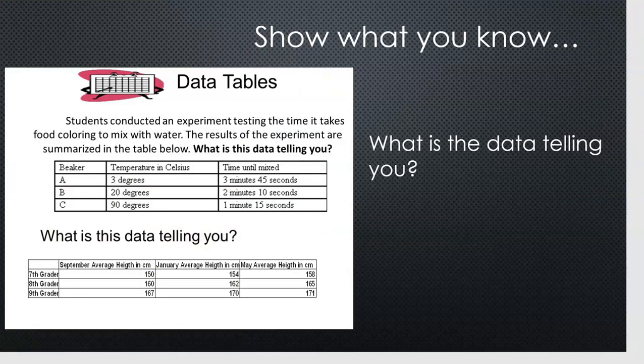So going from there, let's take a look at the data table we have here. Obviously, we have students conducting an experiment. They're testing the time it takes food coloring to mix with water. The result of the experiments are summarized in the table below. I want you to come up with 3 different sentences explaining what the data is telling you. So ideally, what conclusion could you draw based on this data? What is a true statement or 3 true statements you can make about the data in this table?